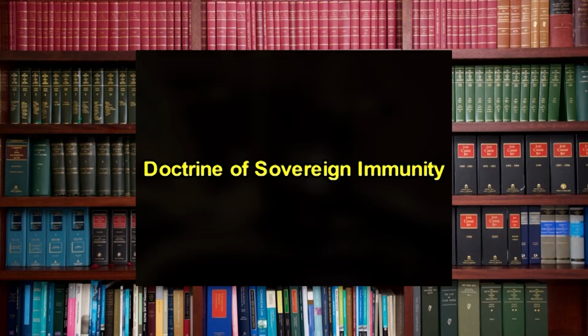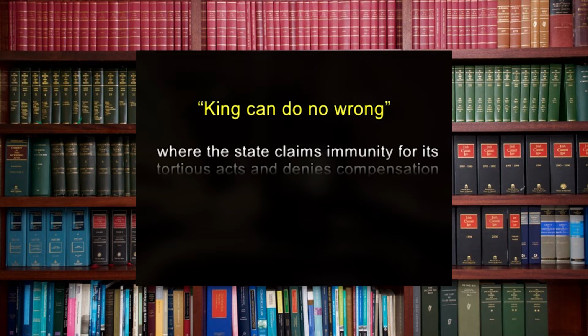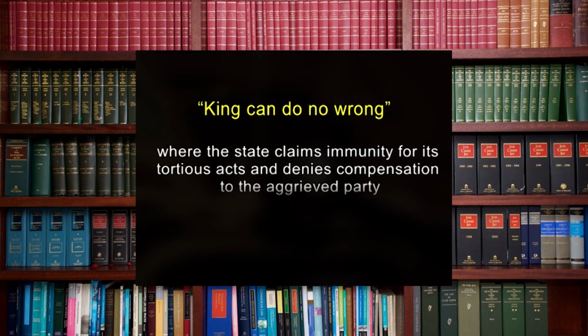Hello friends, today we'll be discussing a very important topic related to law of torts, and that is the doctrine of sovereign immunity. Now what is this concept? Friends, the old and archaic concept of sovereign immunity, that the king can do no wrong, still haunts us, where the state claims immunity for its tortious acts and denies compensation to the aggrieved party.